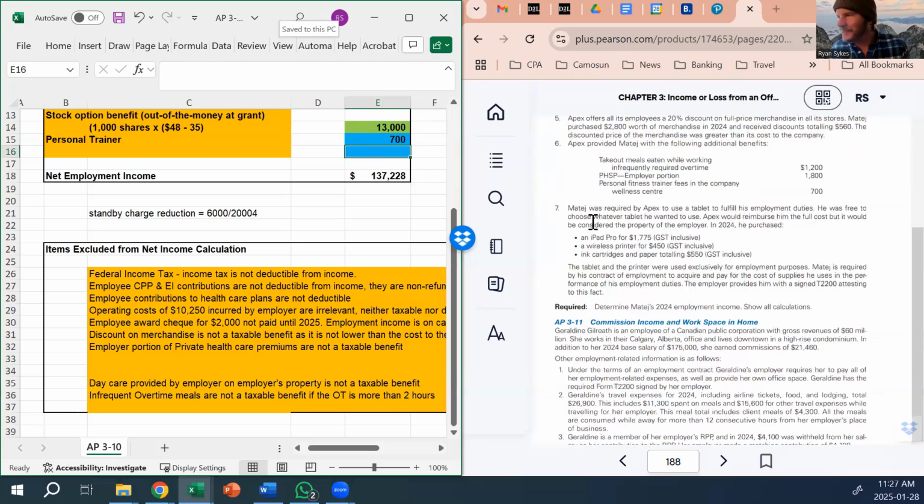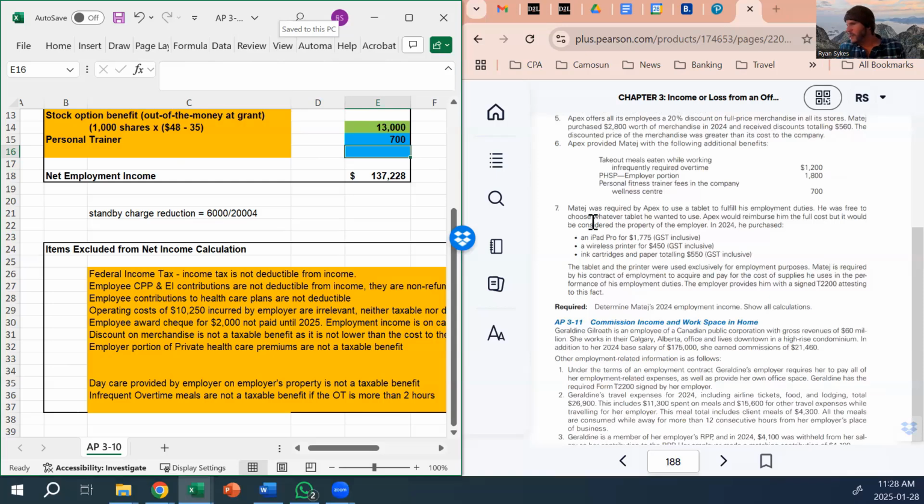This is a fun one. Mate was required by Apex to use a tablet to fulfill his employment duties. He's free to choose whatever tablet he wants to use. Apex would reimburse him the full cost, but it would be considered property of the employer. In 2024, he purchased an iPad Pro, for whatever money it cost, a wireless printer for $450 and some ink cartridges and paper. The tablet and printer were used exclusively for employment purposes.